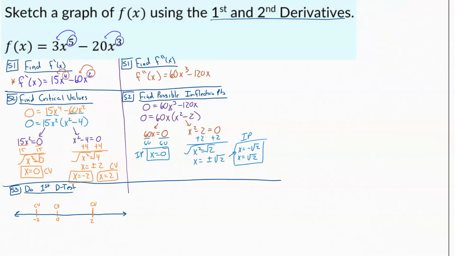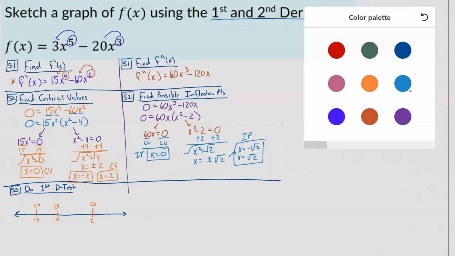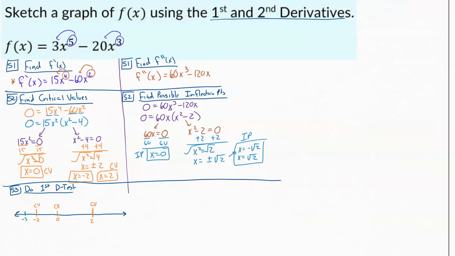And then from there, I need to choose test values in each of those regions. So I'm going to choose something to the left, I'm going to go with negative 3. Something in the middle here, I'm going to go with negative 1. Something in the middle there, I'm going to go with 1. And then something outside here, I'm going to go with positive 3.